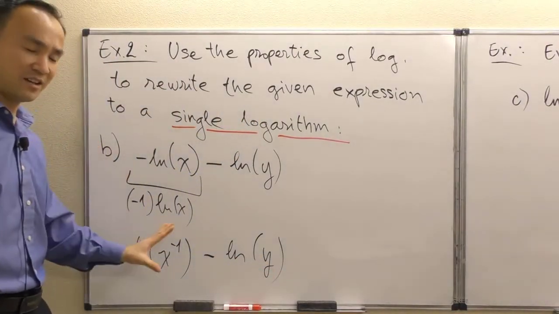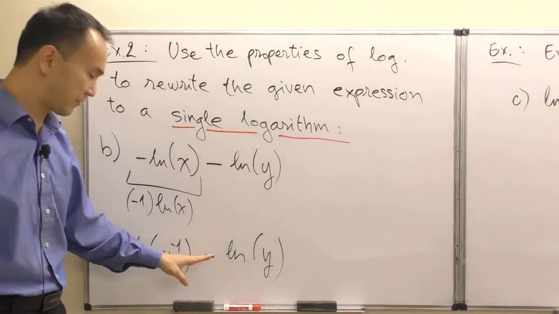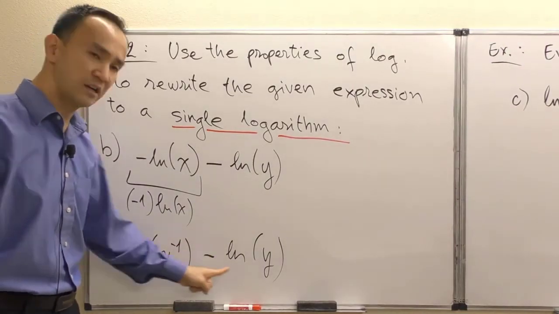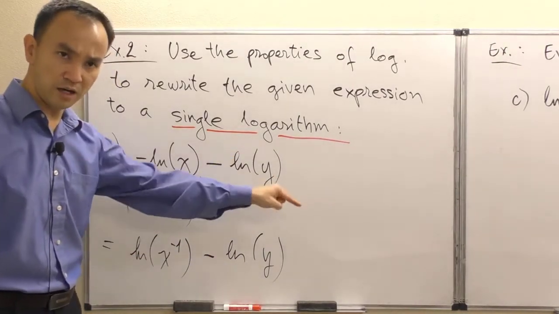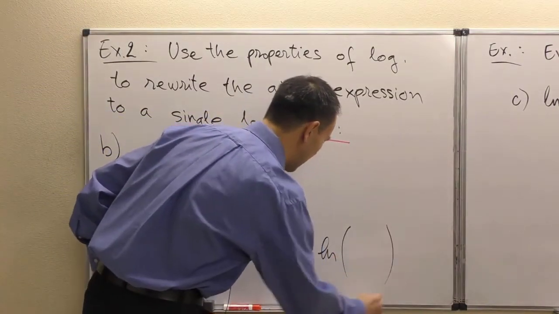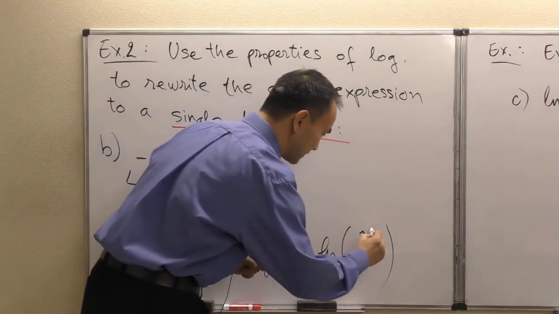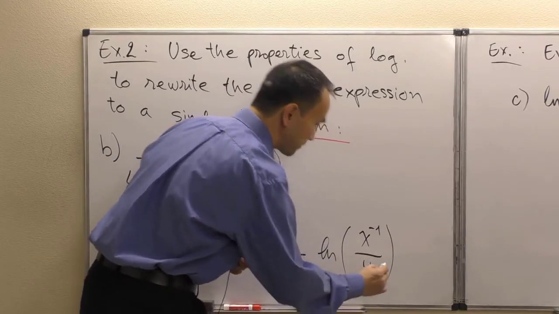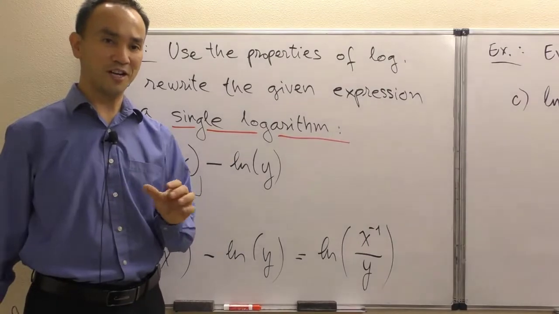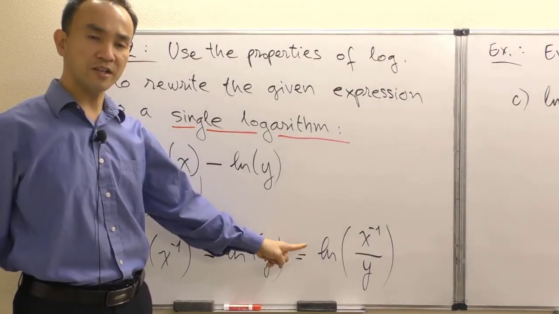That's how I'm seeing it. So in this case, we can apply property number 5, or rule number 5, to rewrite this difference of two logarithms of the same kind into one logarithm term. According to what we've learned, it's the natural log, precisely, of x to the negative 1 divided by y. As far as combining multiple log terms into one single logarithm, we're done.